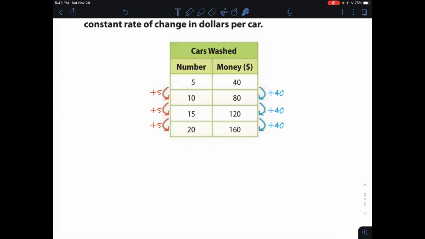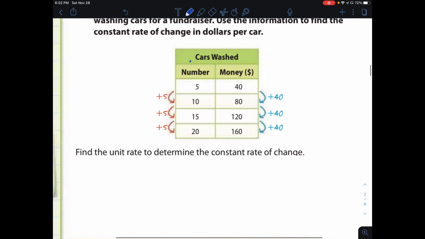Remember, when we want to find the unit rate, we need to make sure that the denominator is equal to 1. So before we find our unit rate, let's analyze the table that we have, the number and the money. From what we learned in past lessons, we can designate the number of cars washed as our x-axis, and then the money as our y-axis.